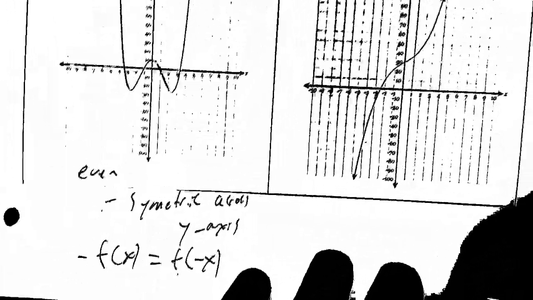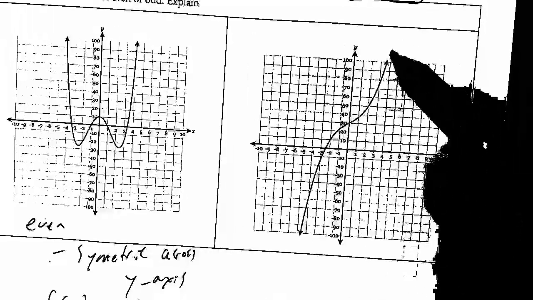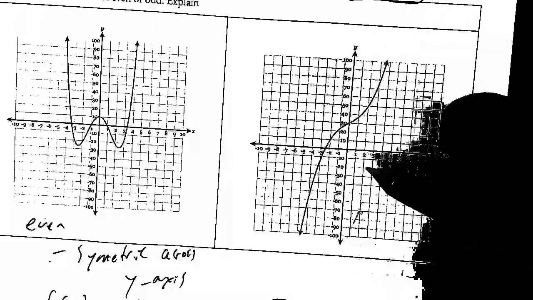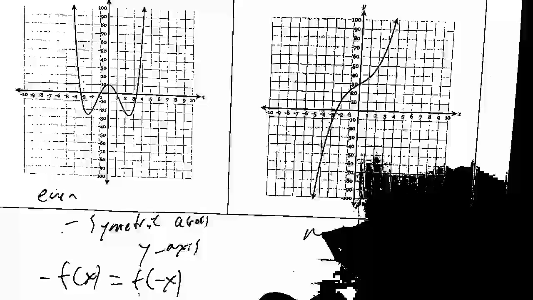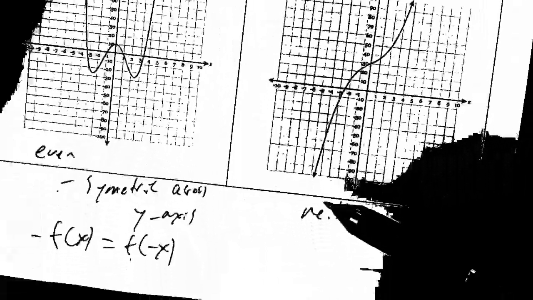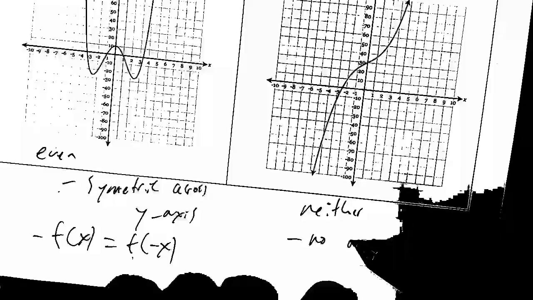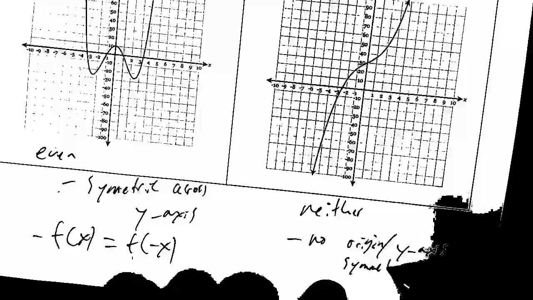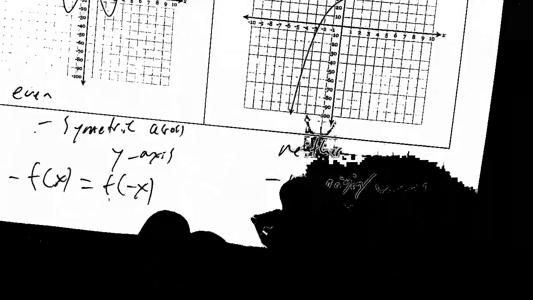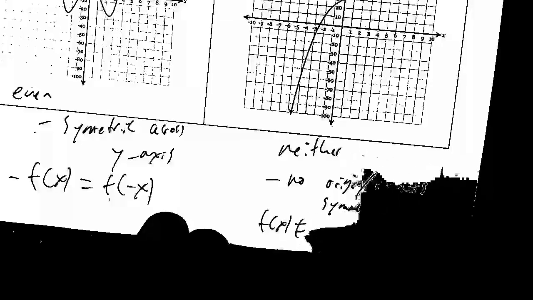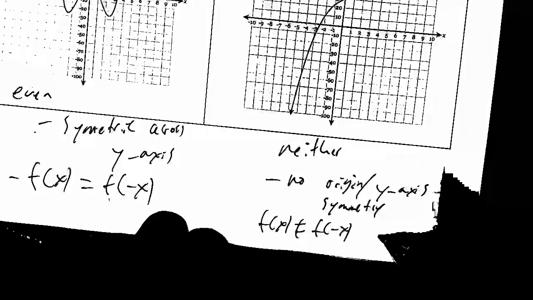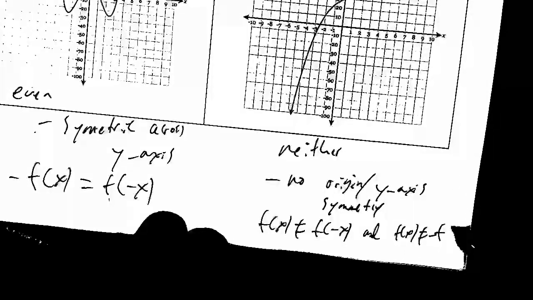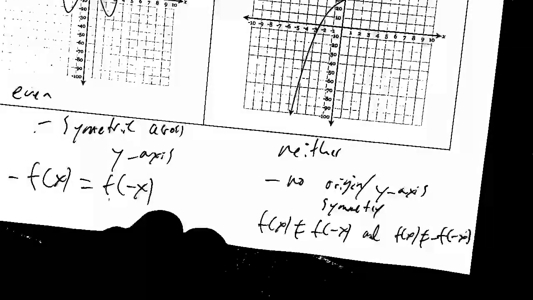Over here, this function is not even. It's not reflected across the y-axis. It's also not odd because it's not reflected around the origin. So this is neither, because there's no origin or y-axis symmetry. And then you can also say f of x does not equal f of negative x, and f of x does not equal negative f of negative x.